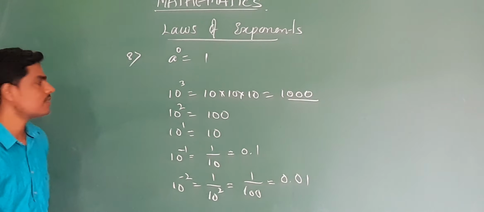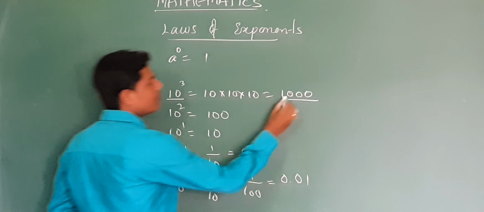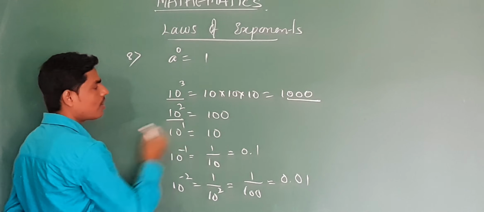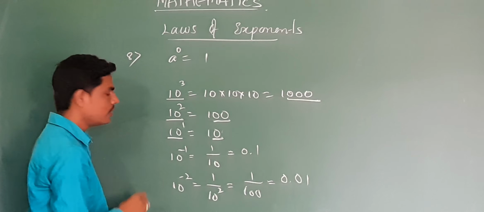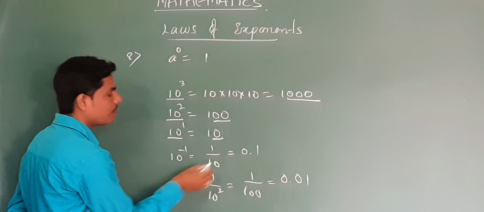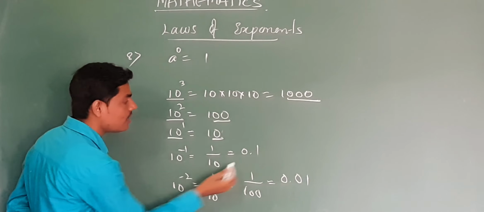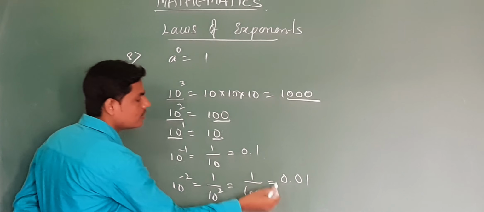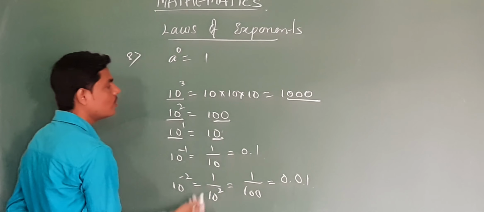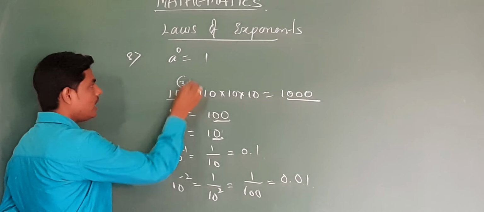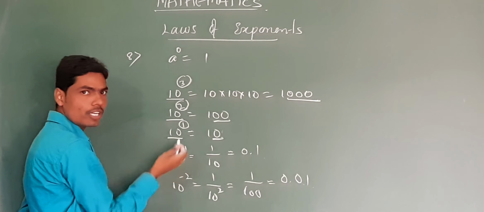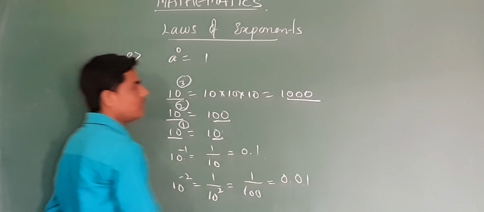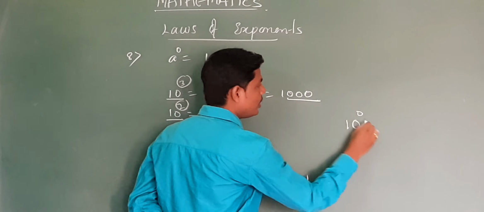Now observe these numbers once. 10 to the power of 3, 3 zeros. 10 to the power of 2, 2 zeros. 10 to the power of 1, 1 zero. 10 to the power of minus 1, the zero is in the denominator, we can write 0.1. 0.01. So here the powers go 3, 2, 1, and then minus 1. So in the middle, 0 is also there. That means 10 to the power of 0.